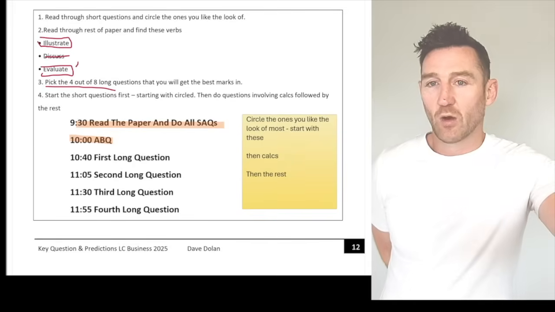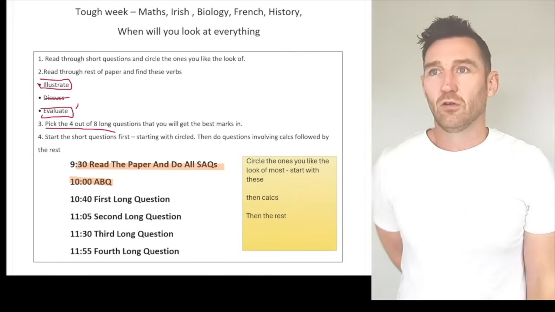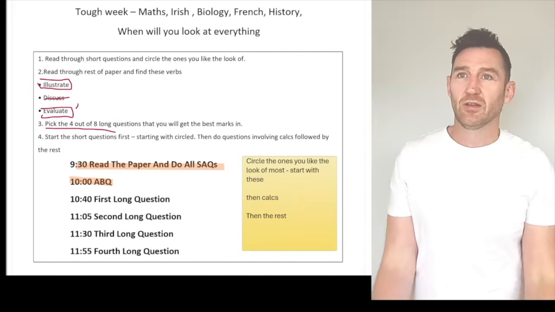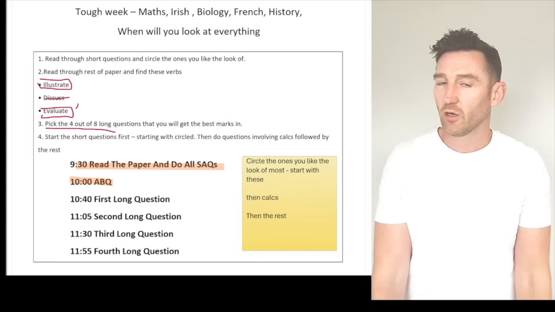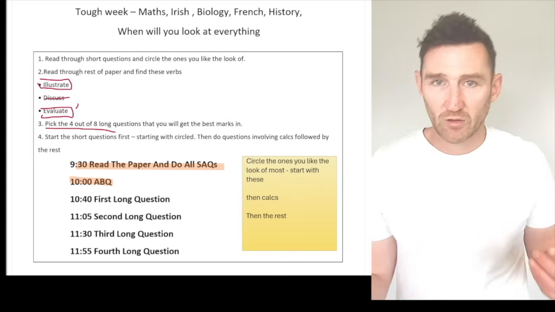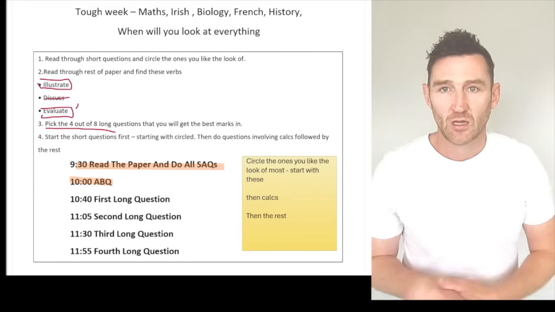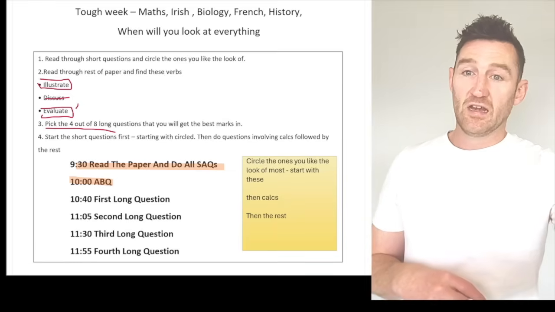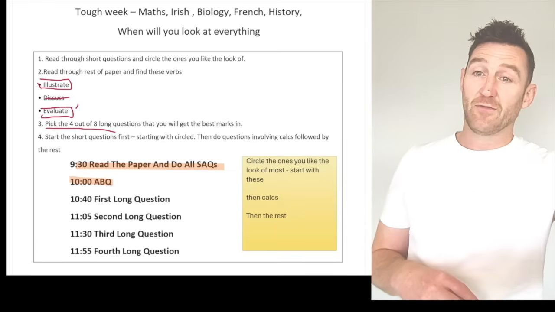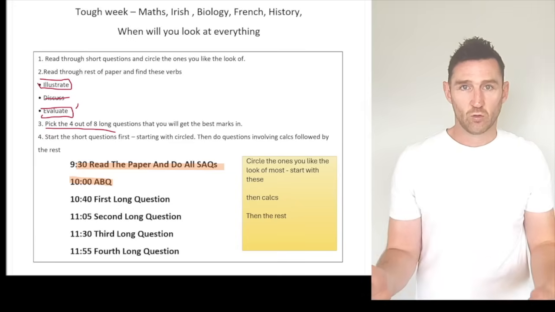I'll come to the night before or after, right? Because that's in the study plan. Just in terms of timing, when you get your paper and go in there, I would take half an hour for reading the paper and doing my short questions. So at 9:30 to 10 o'clock, I'm reading through the whole paper and doing my short questions.